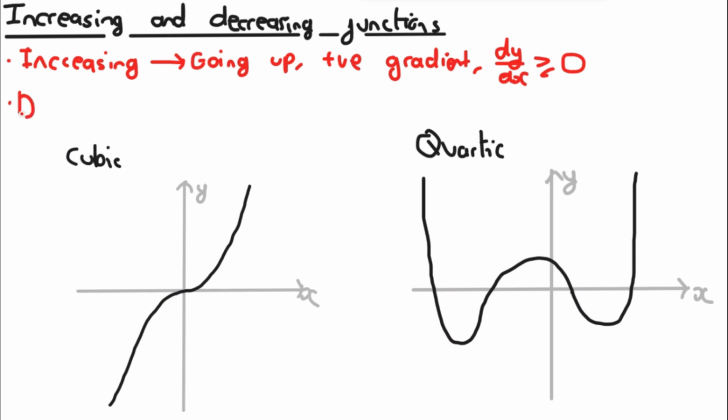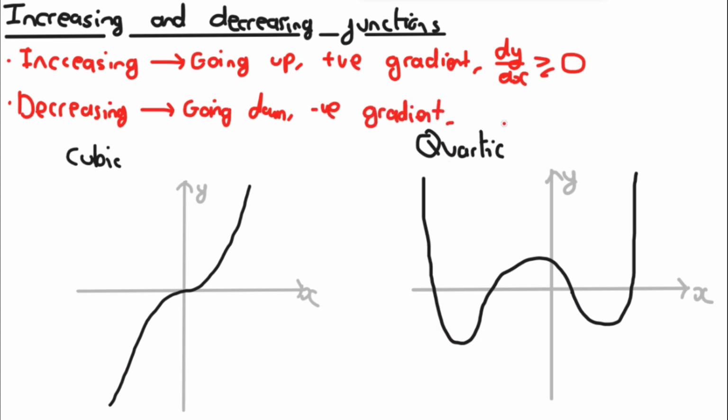And then a graph is decreasing if the graph is going down, has a negative gradient, and again, most importantly, if dy over dx is less than or equal to 0. So a graph can either be constantly increasing or constantly decreasing.